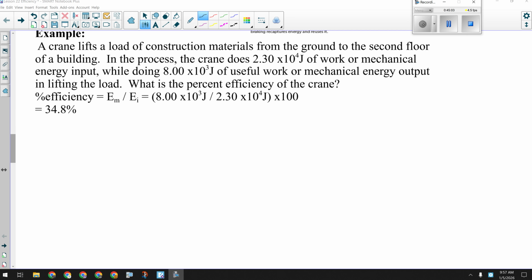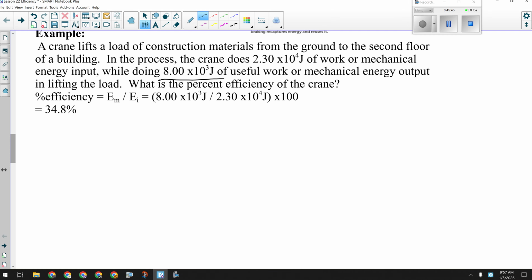So in this example here, we've got a crane that's lifting construction materials up to the top of a building. It takes it from the second floor and moves it to the top. In the process, the crane does 23,000 joules of work. That's how much work it has to do. The load, the construction materials, they only gain 8,000 joules of energy. So definitely not 100% efficient, right? The crane used 24,000 joules of energy, but only did 8,000 joules worth of useful work.